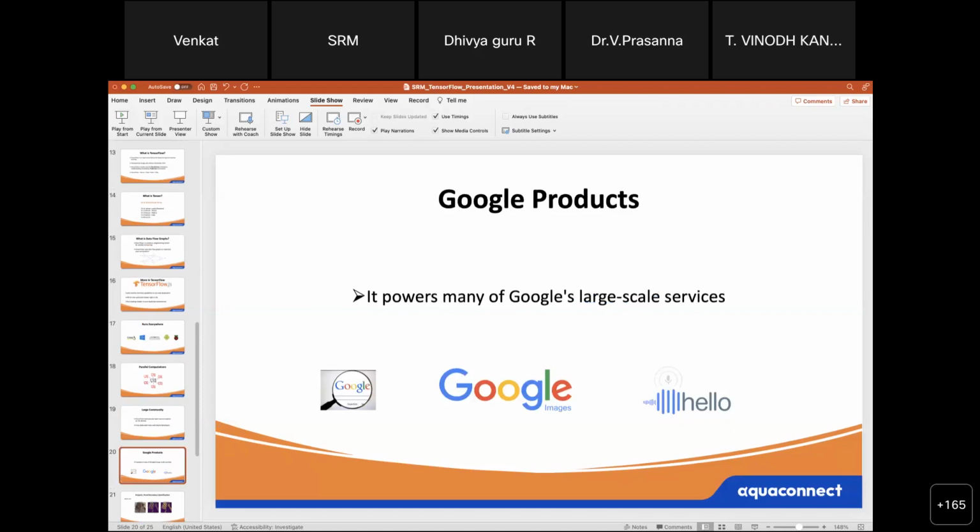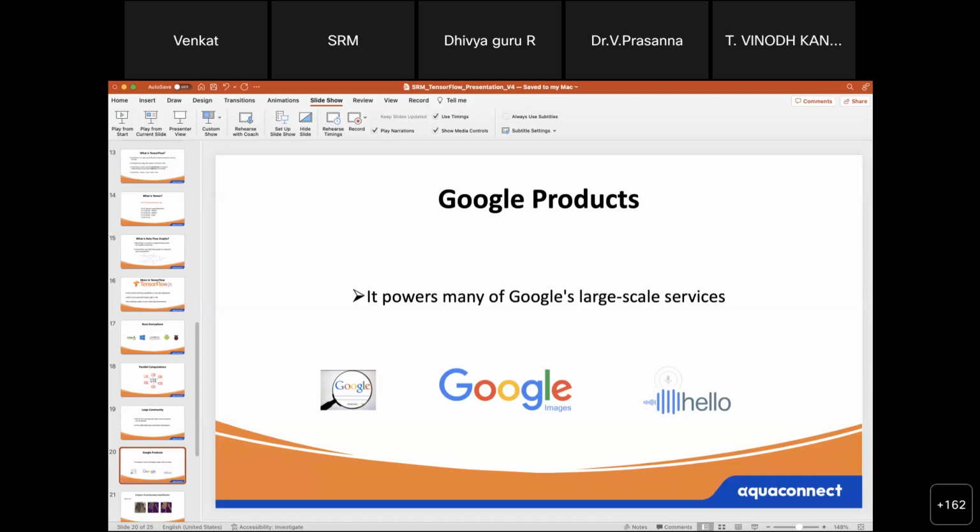Since it is backed by Google, many of Google's services are powered by TensorFlow. Google uses TensorFlow in multiple ways across various applications that college students might be very familiar with. Especially in Google Search, TensorFlow plays a crucial role in improving the accuracy and relevance of results. It is used for understanding the context of the search query and returning the most relevant result.